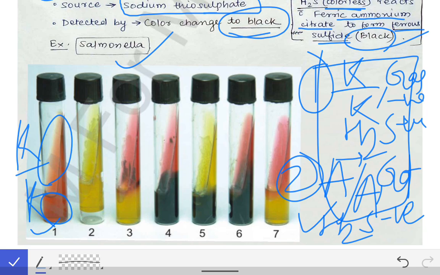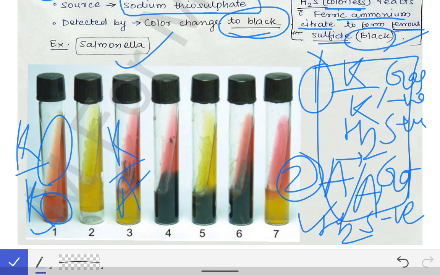Let's come to the test tube 3. So in the test tube 3 we can see that the red color is present in the slant, but there is yellow color in the butt. That means acidic reaction has occurred in the butt. But the alkaline reaction is still there in the slant. That's why the color of the slant is still red. So the reaction in the test tube 3 will be K by A.